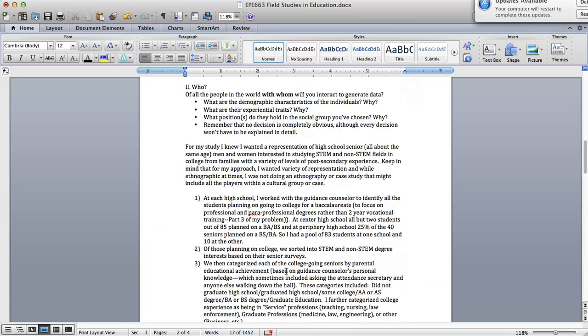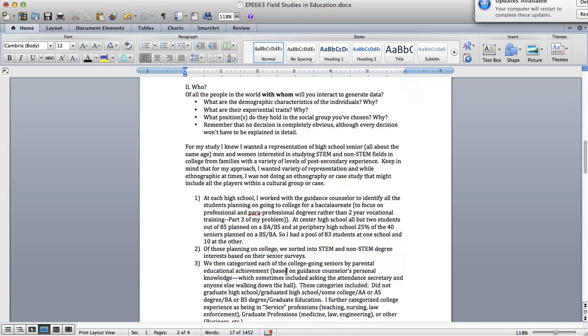So at each of the high schools, I worked with a guidance counselor to identify all the students in the senior class who were planning on going to college. And I focused on those who said in their senior survey, which they filled out in the fall of their senior year, that they wanted to get a baccalaureate. This was to narrow the pool to those who were planning on a professional or a paraprofessional degree as opposed to two-year vocational training. I have a longer explanation in my lit review and so forth for why I was doing that.